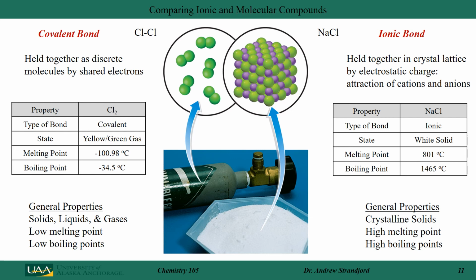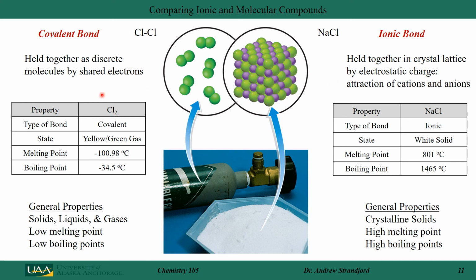Let's take a look at chlorine actually forming a covalent bond with itself and compare it to chlorine forming an ionic bond with sodium. So in a chlorine-chlorine covalent bond, which we're going to call a molecular compound now, it is held together by discrete molecules actually sharing electrons. If I go over to sodium chloride, which is an ionic compound, sodium and chlorine are held together in a crystal lattice by electrostatic charges, meaning the cation sodium is attracted to the anion chlorine after they've exchanged electrons.